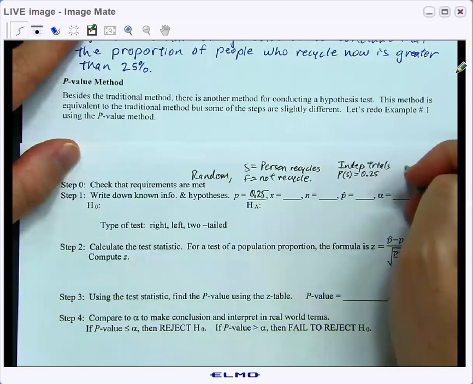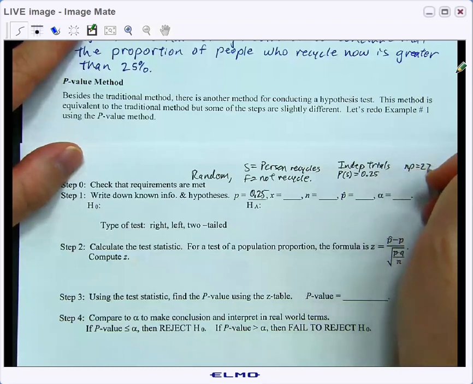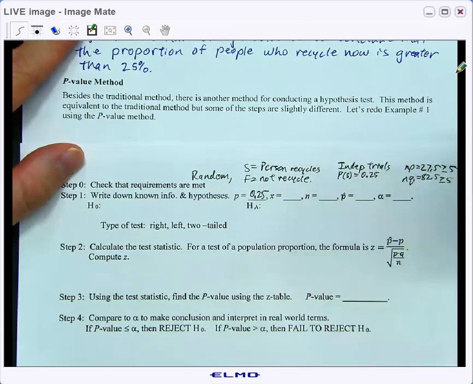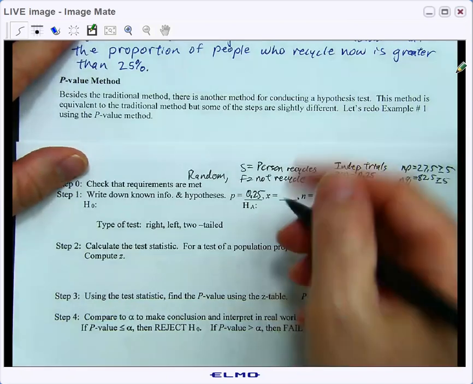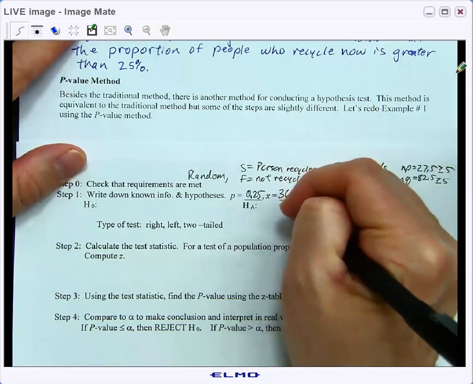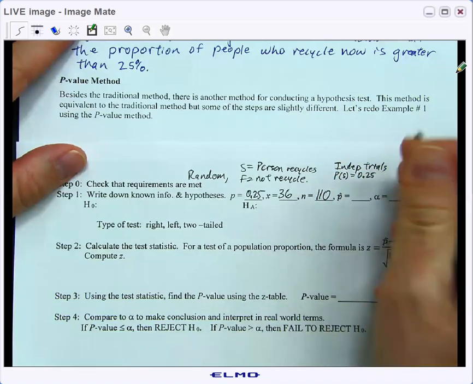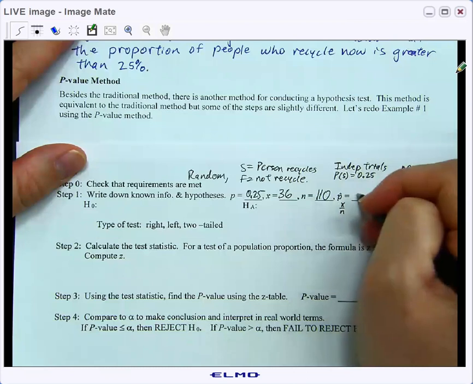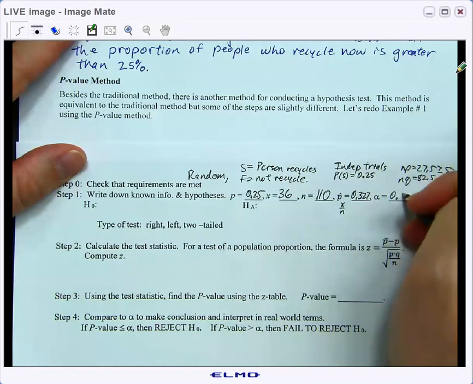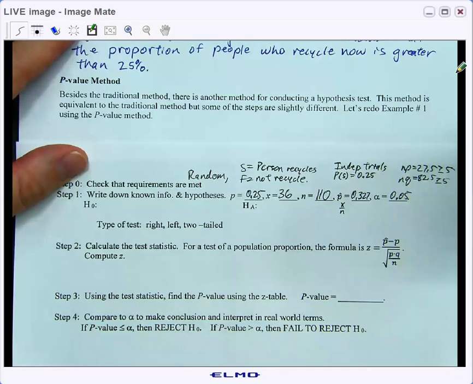And we found out that NP was 27.5 and NQ was 82.5, which are both way bigger than 5. So we can use the normal approximation to the binomial and use z-scores. Remembering again that X was 36, N was 110, and we computed P hat as X over N, which was 0.327, and we were given a 5% level of significance.